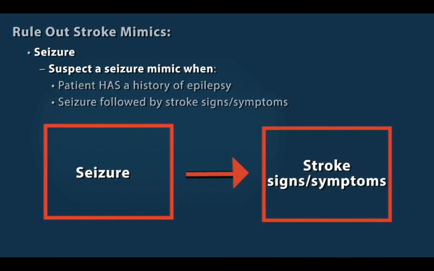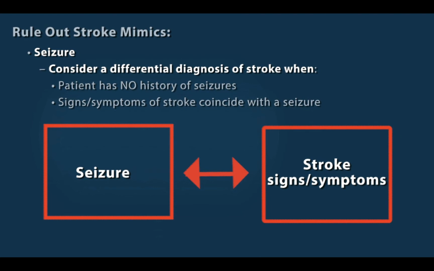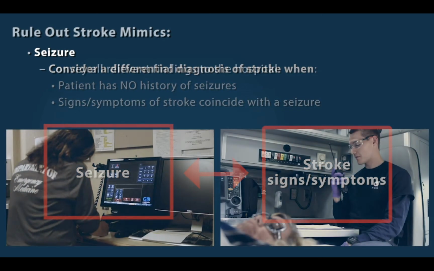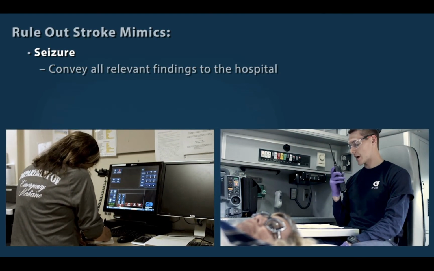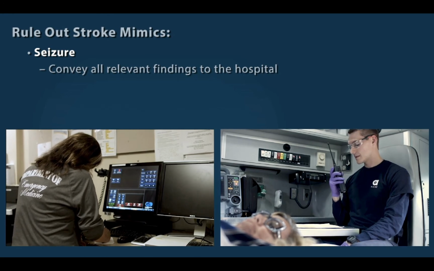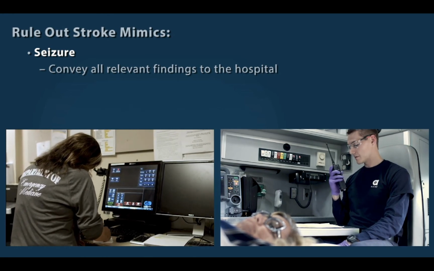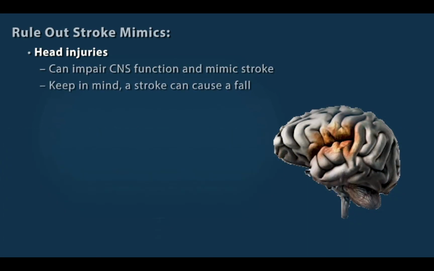Suspect a seizure mimic when the patient has a history of epilepsy and the onset of stroke signs and symptoms followed the onset of a seizure. However, a stroke can cause a seizure if the patient does not have a history of seizures and signs and symptoms of a stroke coincide with a seizure. A differential diagnosis of stroke should be established. In either case, assure you convey all relevant findings regarding the patient's history and neurological deficits to the receiving stroke center. Head injuries can impair CNS function and mimic a stroke.